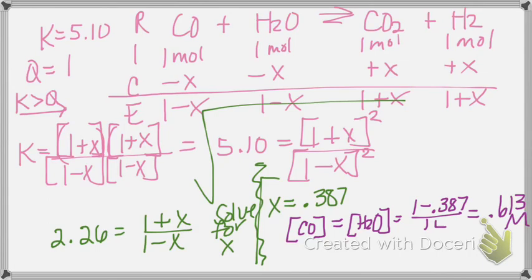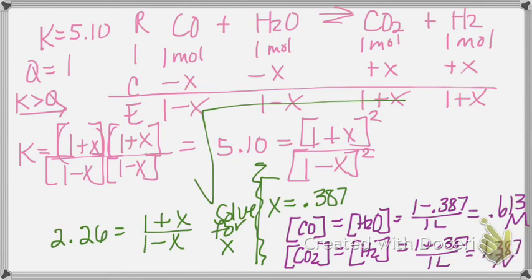You with me? And then I can do the same thing for the other one, because there's the same coefficients. This is why I can do this. CO2 concentration is equal to H2 concentration, which is equal to 1 plus 0.387 over 1 liter, which is 1.387 molar.